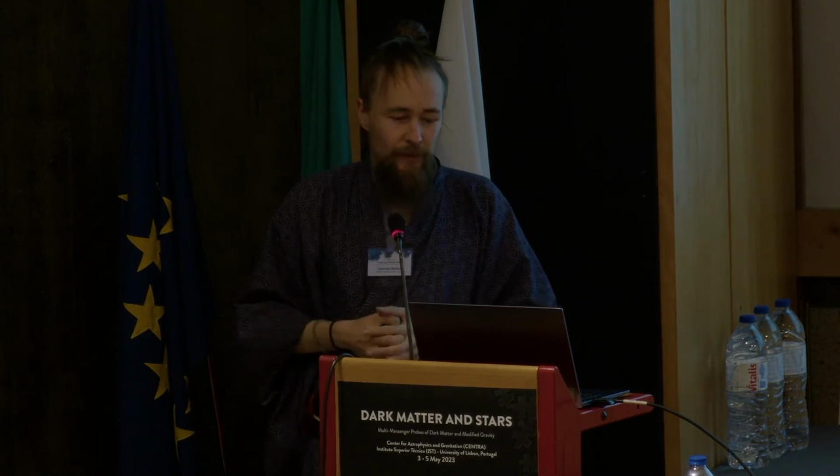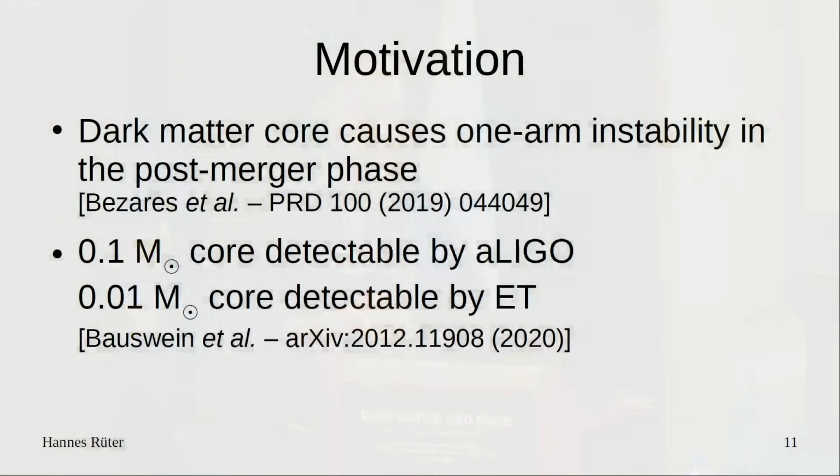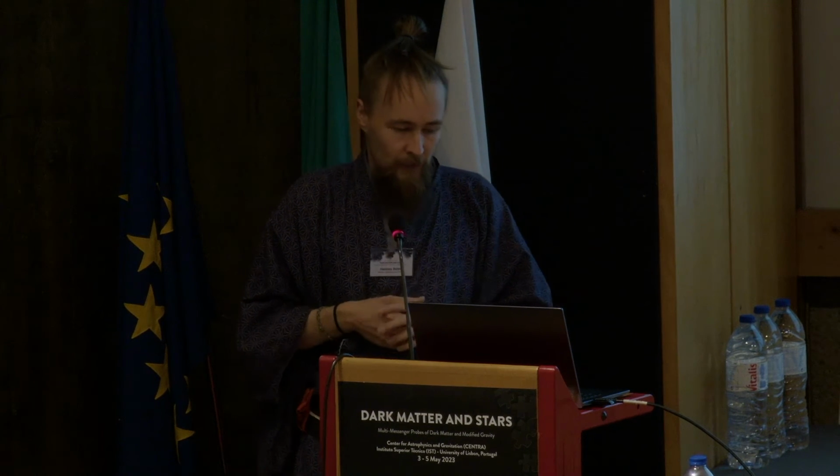So Tim also gave already a strong motivation for where we should look at this. We want to see, of course, the imprint of dark matter on gravitational waves. And some other papers have already studied this and said that in these two component star binaries, there seems to be generally a so-called one-arm instability that could then make an imprint on the gravitational wave signal. And there's also a paper by Bauswein and friends who checked whether, for example, advanced LIGO could see such a signal, and they come to the result that advanced LIGO could see a dark matter core of 0.1 solar mass, and Einstein Telescope even a dark matter core of 0.01 solar masses.